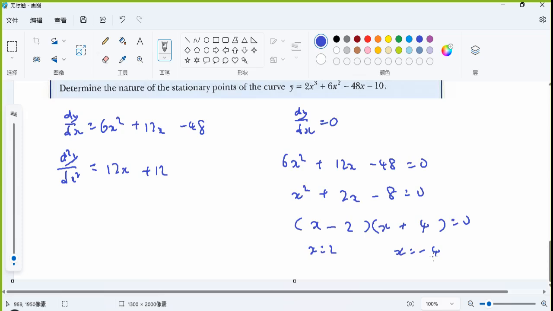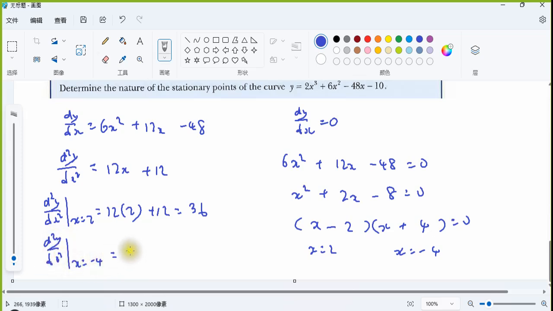Okay, so the second derivative when x equals 2 is 12 times 2 plus 12, so it is 36. And for negative 4, 12 times negative 4 plus 12 is negative 36. This one is greater than 0, so it is a minimum. This one is less than 0, so it is a maximum.